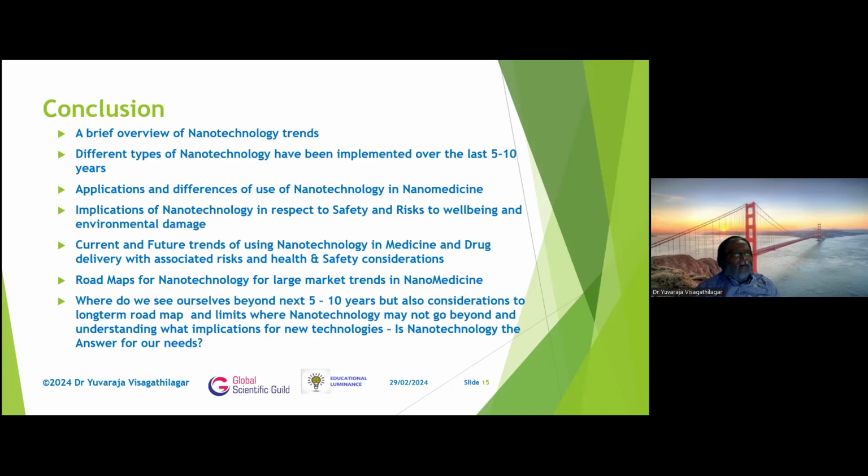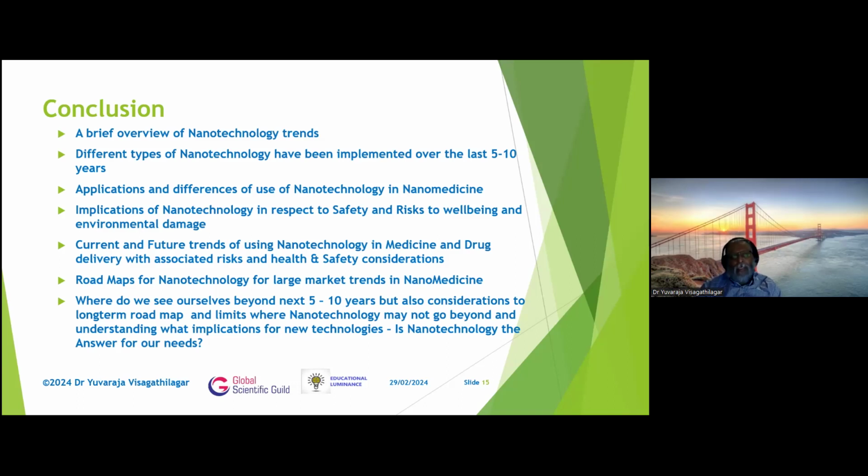Where do we see ourselves next 5, 10 years? We will see nanotechnology application to be applied in not just in nanomedicine, but in all other technologies. There's going to be a huge understanding of the health and safety or risks that is associated with nanotechnology. And if we can improve that health and safety aspect of it, we will be able to develop further devices that will achieve compact devices for consumers.